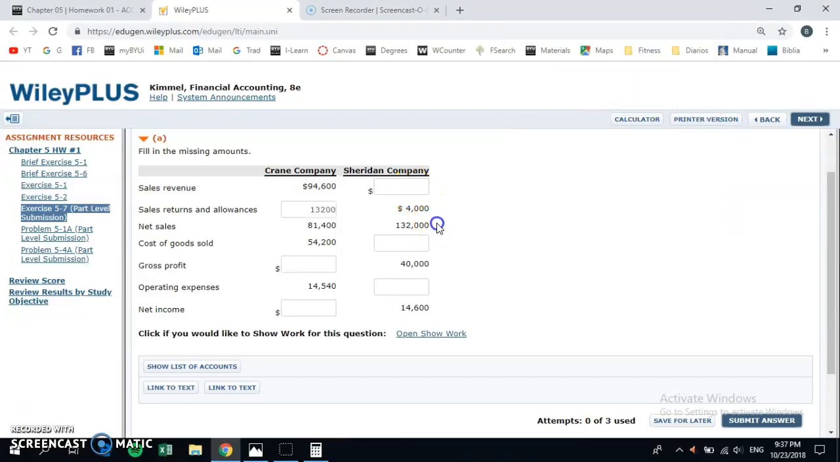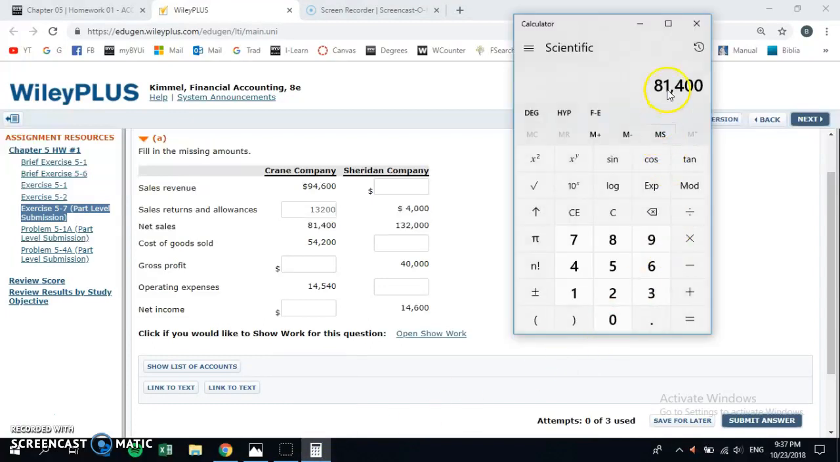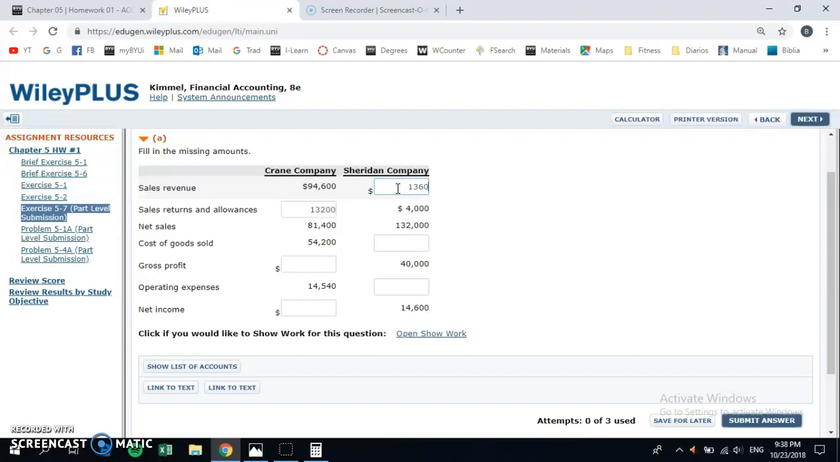Now we have it the other way. We know that X number minus 4,000 equals 132,000. So what we do is 132,000 plus 4,000 equals 136,000. So that's how we fill the first two blanks. We know that that is correct just by looking at it. And now we're going to calculate our cost of goods sold.